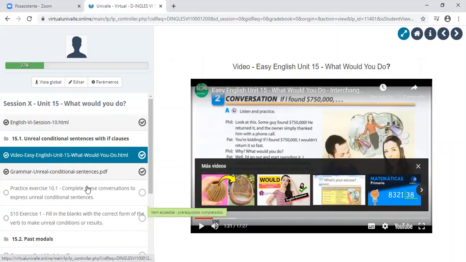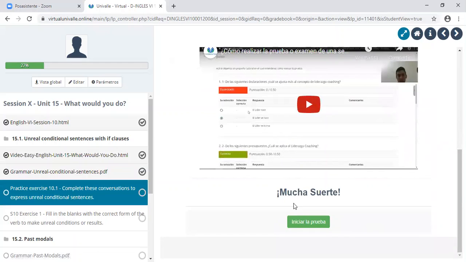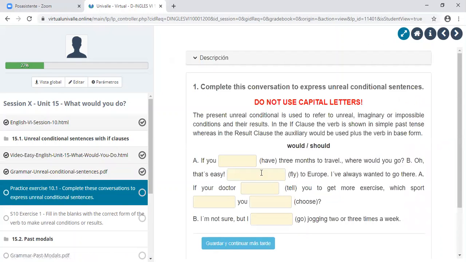Okay, now we are going to do a practice exercise. We are going to complete this conversation to express unreal conditional sentences. So we're going to get started. Instructions: complete this conversation to express unreal conditional sentences. Do not use capital letters. The present unreal conditional is used to refer to unreal, imaginary, or impossible conditions and their results. In the if clause, the verb is shown in simple past tense, whereas in the result clause, the auxiliary would be used plus the verb in base.